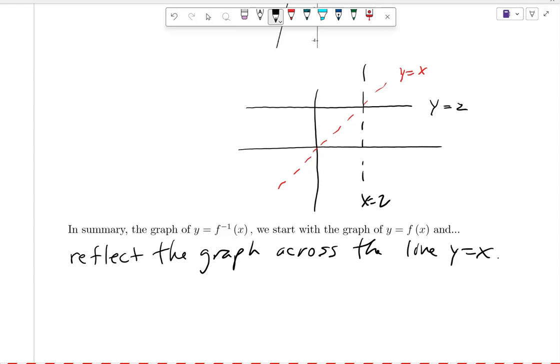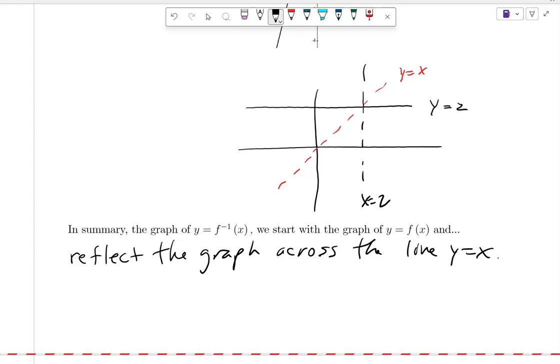So again, the important part of this, at least from our perspective, is to get a graph of the inverse function, start with your original graph, and flip it about the line y equals x. Okay. Let me go back over to Desmos real quick and graph the inverse of the function we just did a minute ago.